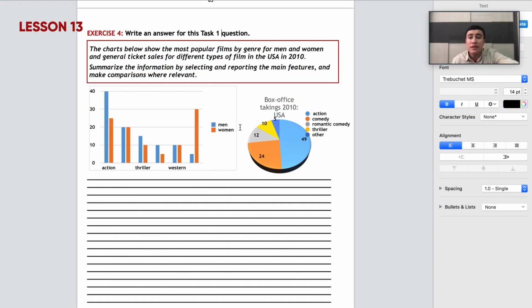And now guys, this is going to be your home assignment. You should write an answer for this task 1 question. The charts below show the most popular films by genre for men and women and general ticket sales for different types of film in the USA in 2010. So bar chart here, men and women, and here you have a pie chart. So I do recommend you to logically divide your details into paragraphs, and of course you must submit your homework.